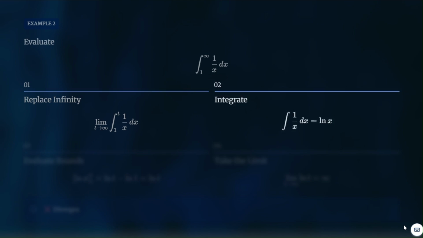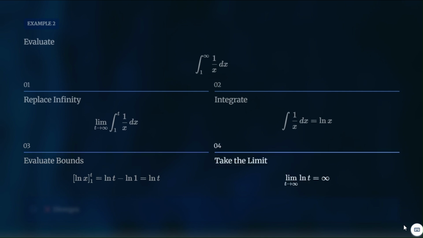Now, what if we want to evaluate the integral from 1 to infinity of 1 over x dx? First, we'll replace infinity by rewriting this as the limit as t approaches infinity of the integral from 1 to t of 1 over x dx. If we integrate 1 over x with respect to x, that will be equal to ln x, and then we can evaluate this from 1 to t. That will be ln t minus ln 1, and since ln 1 is 0, that is simply ln t.